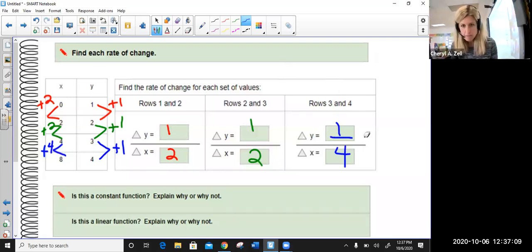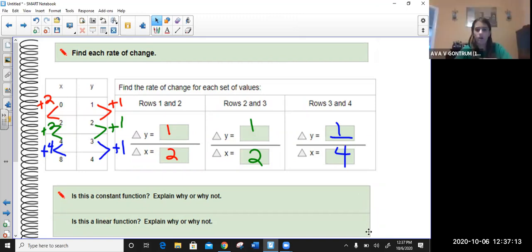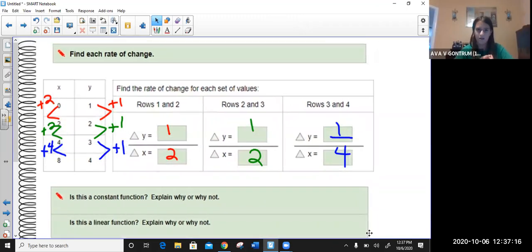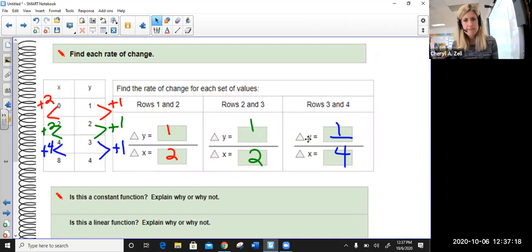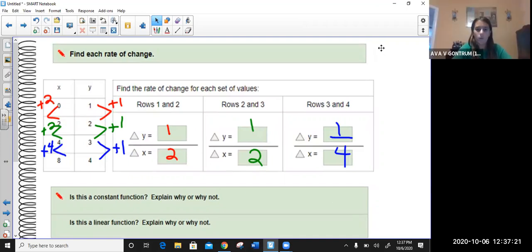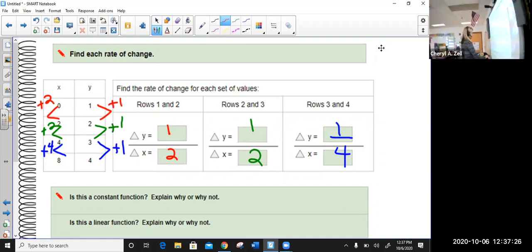Somebody? It's not a constant function. Why? Because all the y values are constant, but all the x values are not constant numbers. Yeah, it is not a constant function because the change in y over the change in x is not a constant rate of change, right?